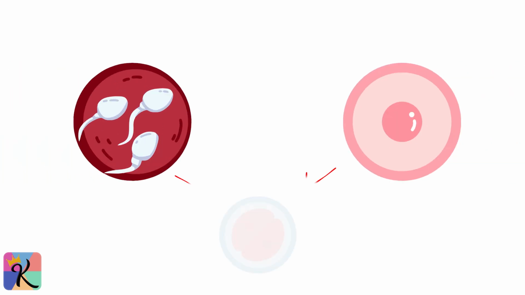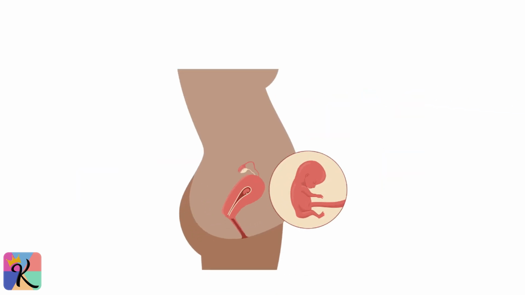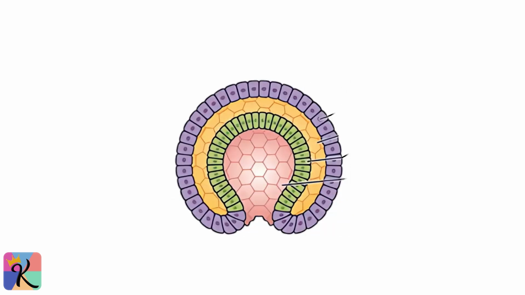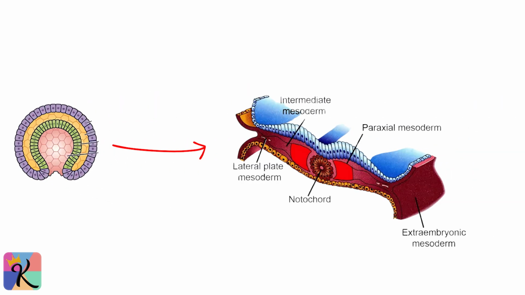Let's begin. Reproductive development begins at conception when the sperm and oocyte fuse, creating a zygote with either XX or XY chromosomes, determining the genetic sex of the embryo. However, for the first 5 weeks, development is the same for both sexes. The embryo comprises 3 germ layers: ectoderm, mesoderm, and endoderm. The mesoderm, divided into paraxial, intermediate, and lateral plate mesoderm, plays a pivotal role.